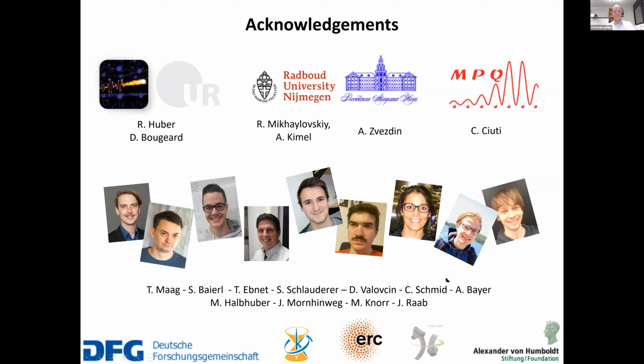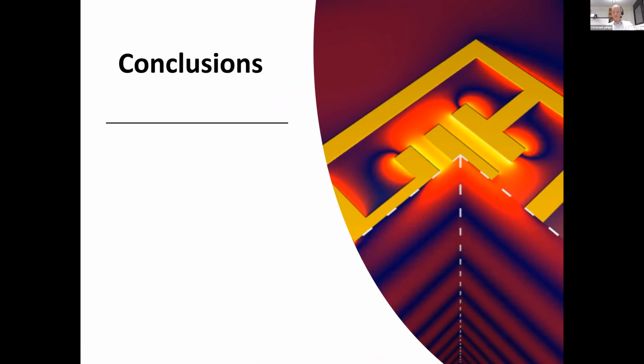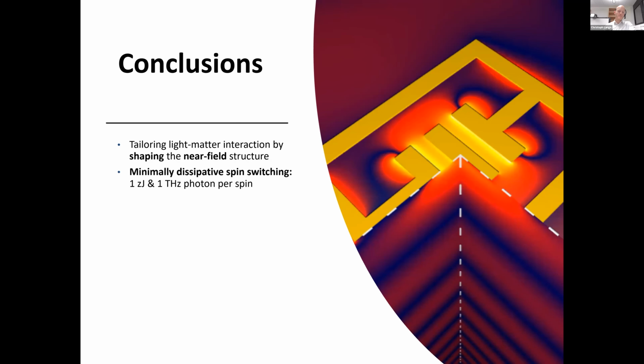And with this, let me just go to the conclusions. I've shown you how it's possible to tailor light-matter interaction in terahertz resonators by calculating and shaping, by the resonator structure, the near-field structure towards certain functionalities. This was exploited, for example, to switch spins with minimal dissipation driven by the terahertz field with record low energies of just a septojoule per spin that is switched.